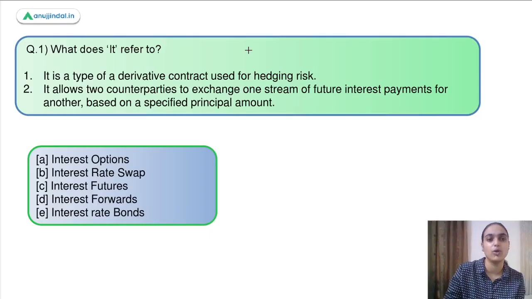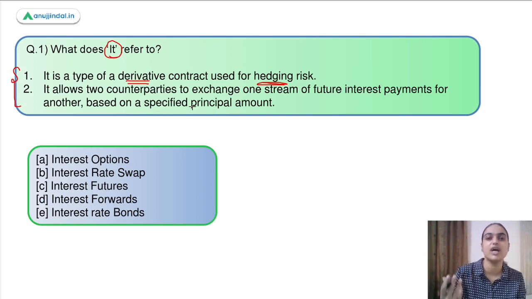So let's move on to question number one, which says, what does it refer to? We have to read these two statements and identify the concept which is being discussed over here. The first one says it's a type of derivative contract which is used for hedging risk. And the second one says it allows two counterparties to exchange one stream of future interest payments for another based on specified principal amount. So what are they talking about?